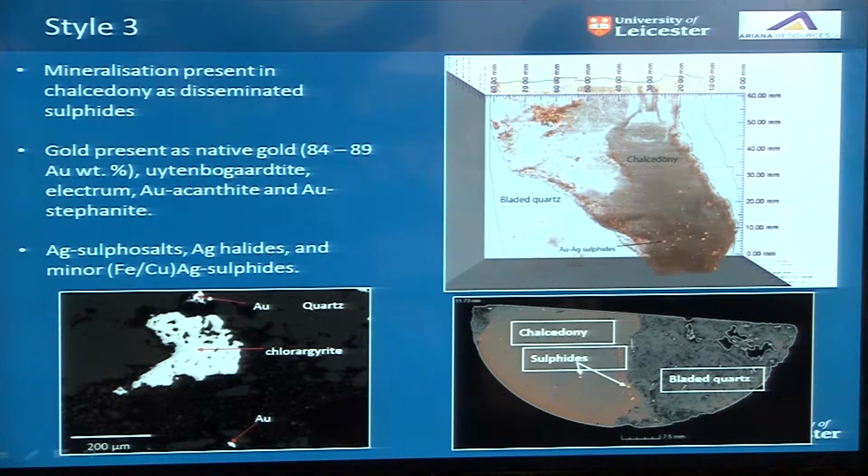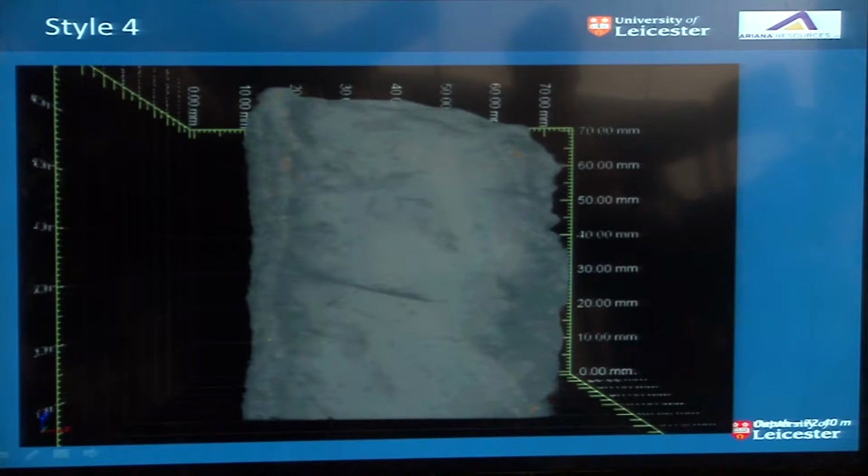So again, looking texturally, we're classifying the different styles, and then we're going in and doing the 2D analysis and finding that there are mineralogical differences as well. So altogether, it's given us quite a powerful understanding of the paragenesis here.